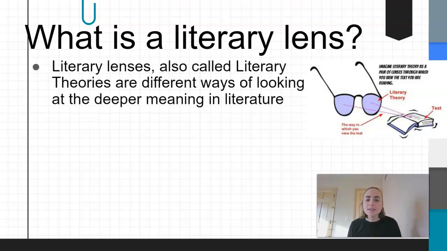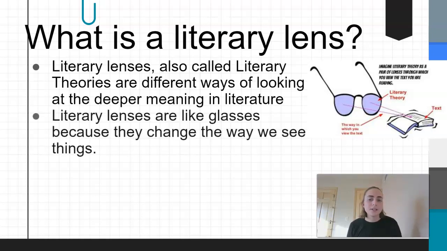They're also called literary theories, and it's a different way of looking at the deeper meaning in literature. Literary lenses are like glasses because they change the way that we see things in the text. So they change the things that we're going to notice when we read. It changes the questions we're going to ask and the things that we're going to see from the text.